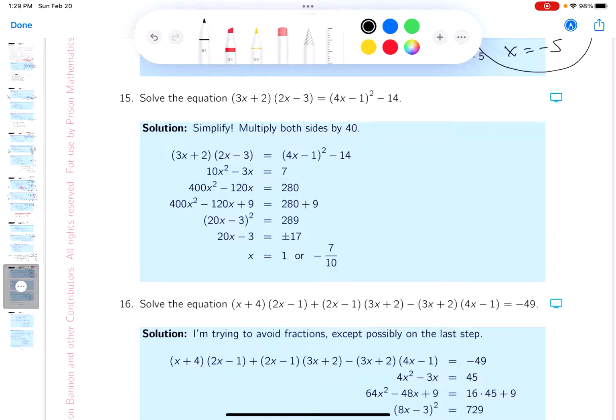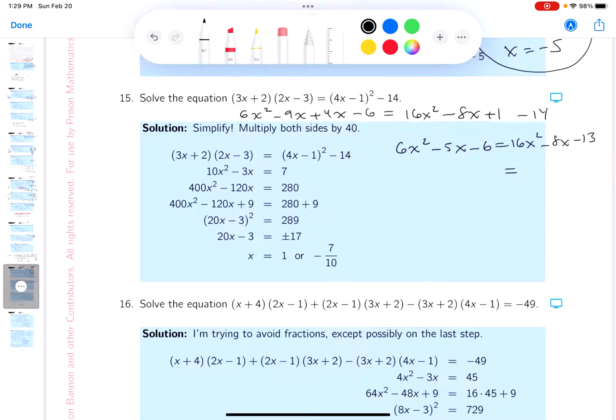Again, I would strongly recommend simplifying the problem before moving forward. And what do you get there? 6x squared minus 9x plus 4x minus 6 equals 16x squared. Let's see, minus 4x minus 8x plus 1 minus 14. I want to continue to go on. What do you get? 6x squared minus 5x minus 6 equals 16x squared minus 8x minus 13.